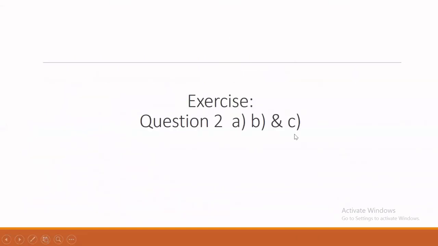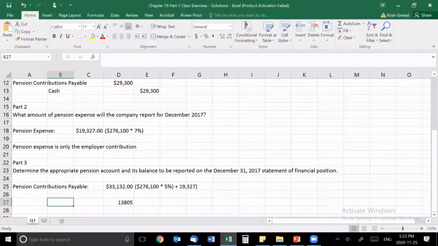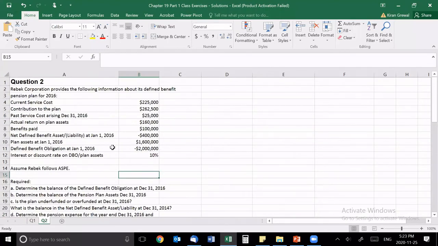All right, so let's try to figure out or do those calculations. So if you go to question 2 of the Excel, chapter 19, part 1 Excel. Like I said previously, pause this video and try this question yourself. And then when you're done, resume this video to see what the answers are, so you can compare with what you did. All right, so let's take this up.